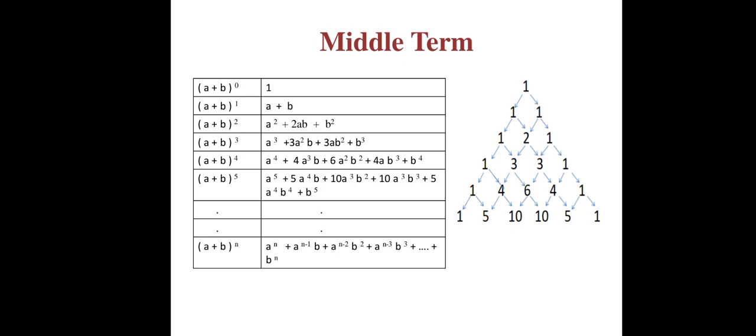Take the third row in the triangle, that is 1 2 1. This will be (a plus b) whole raised to 2. We have the formula constants 1 2 1. So based on this triangle, we can write the constants in terms of a table.